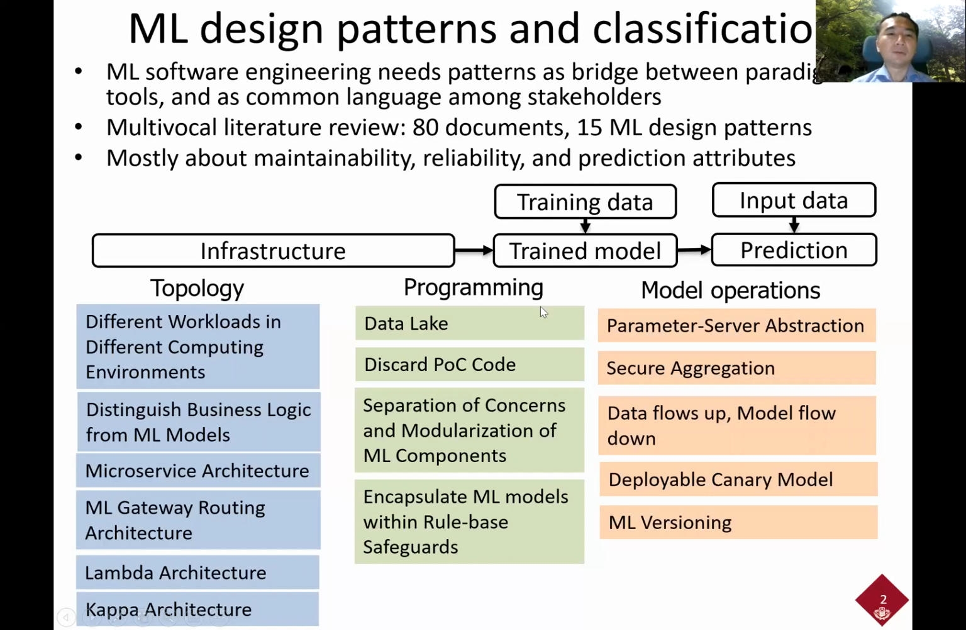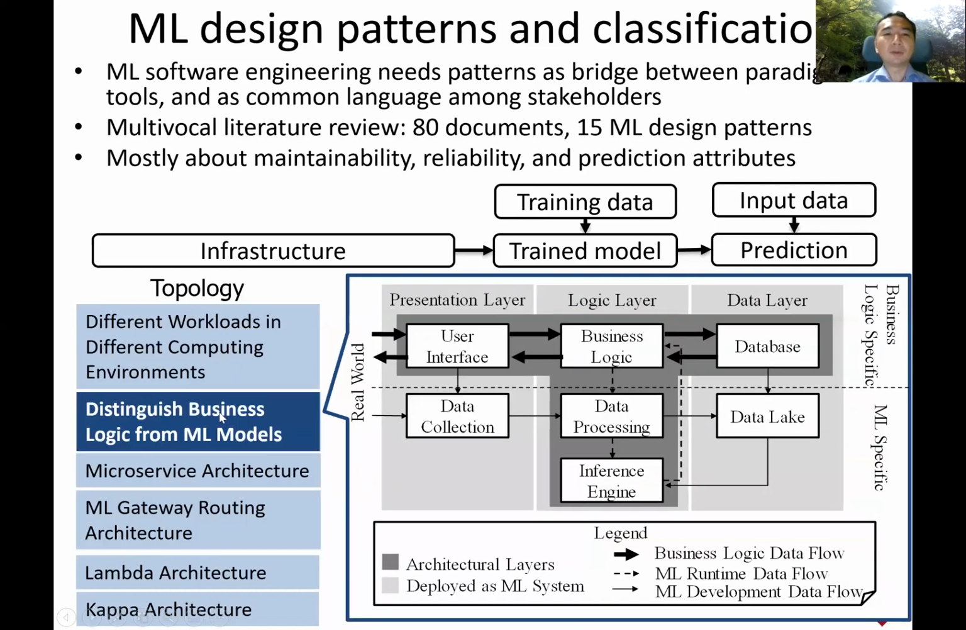For example, one of the topology machine learning patterns is distinguish business logic from machine learning models. Yes, indeed, in successful design of machine learning-based software systems, it's better to separate business logic from machine learning models to improve maintainability. And here is a recommended structure of such a system, having a presentation layer, logic layer, data layer, and also business logic specific components, as well as machine learning specific components.